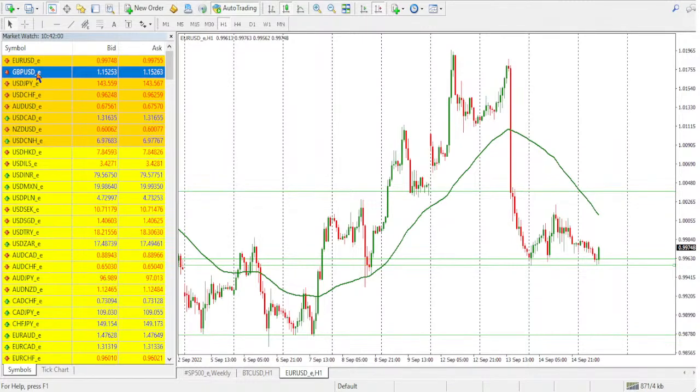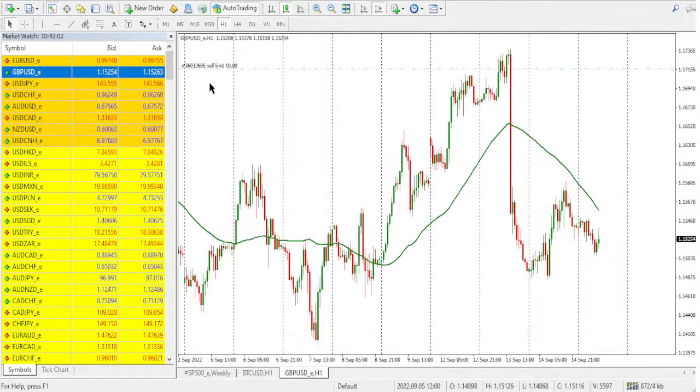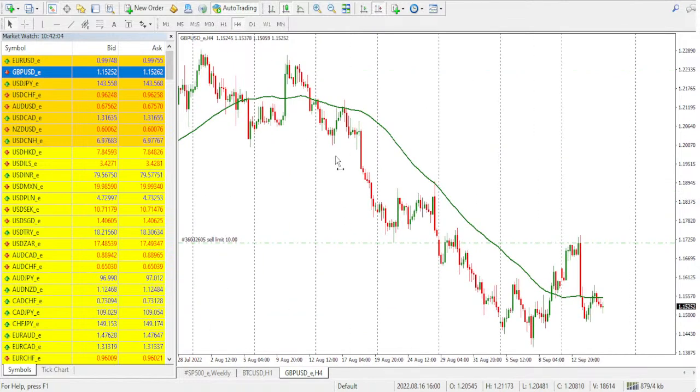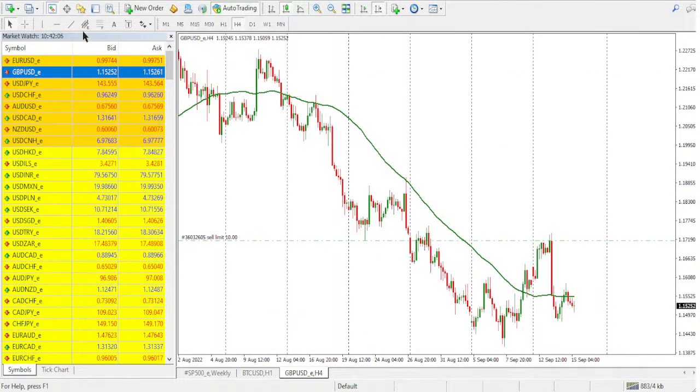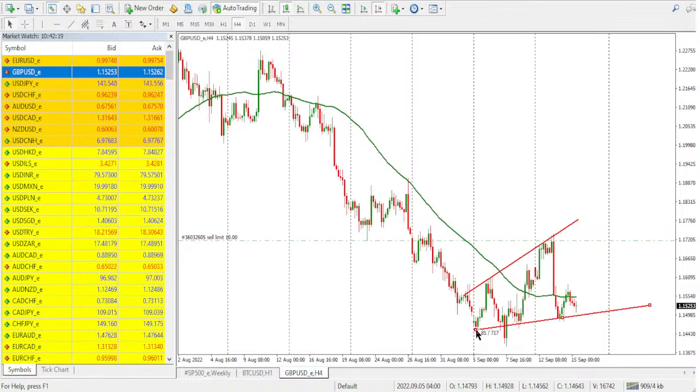My next chart is GBP USD. On this chart, basically, we have a shape forming. We have an expanding wedge formation, as you can see. We're having a resistance, a resistance, a resistance, and a support, a support, and a support.